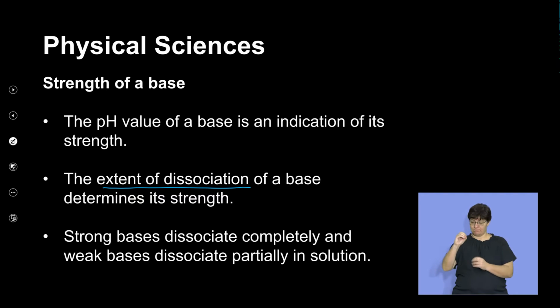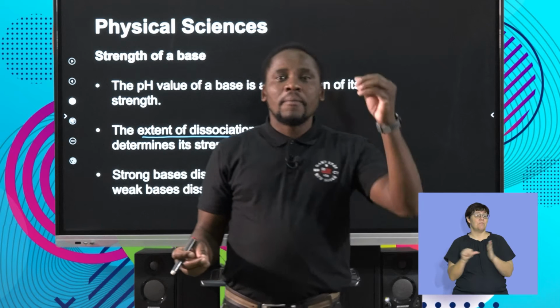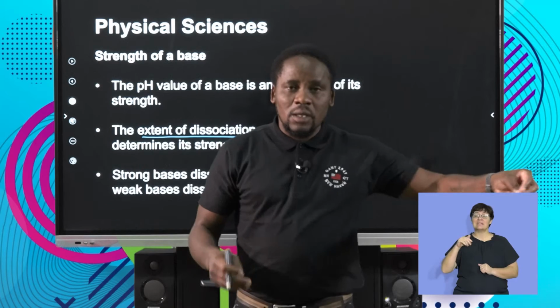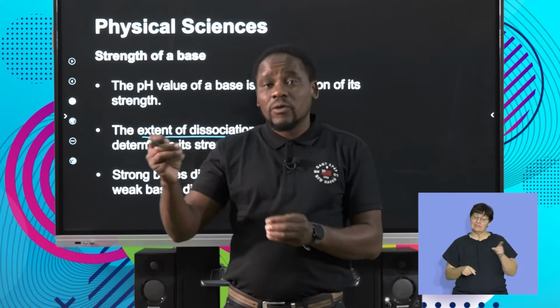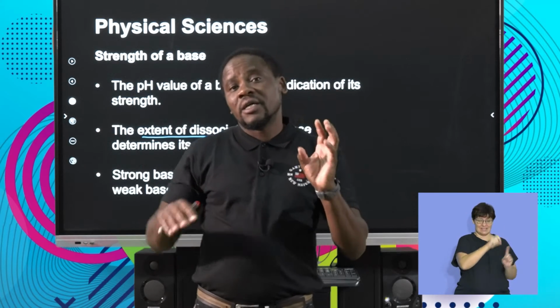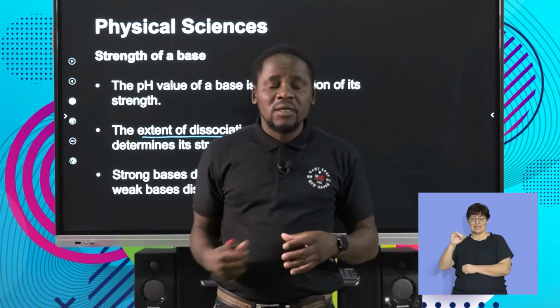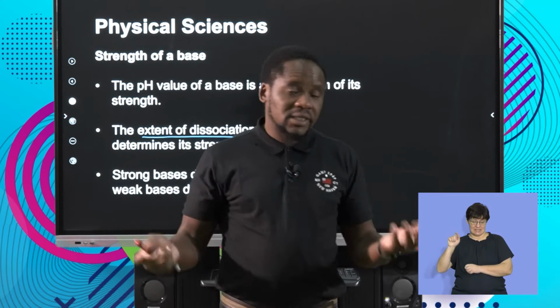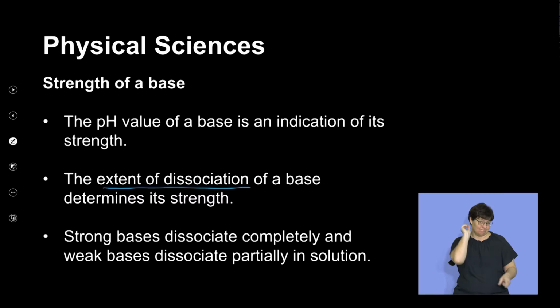Okay. Now this brings us to another very important point. Bases, they dissociate, while acids, they ionize. That's very, very critical in terms of describing the strength of these acids and bases. Right. And then also we are saying that the extent of dissociation of a base is an indication of its strength. Strong bases, there is complete dissociation, while weak base, there is partial dissociation.